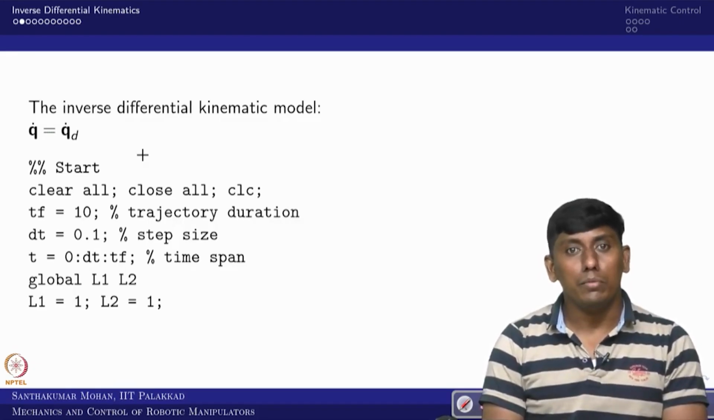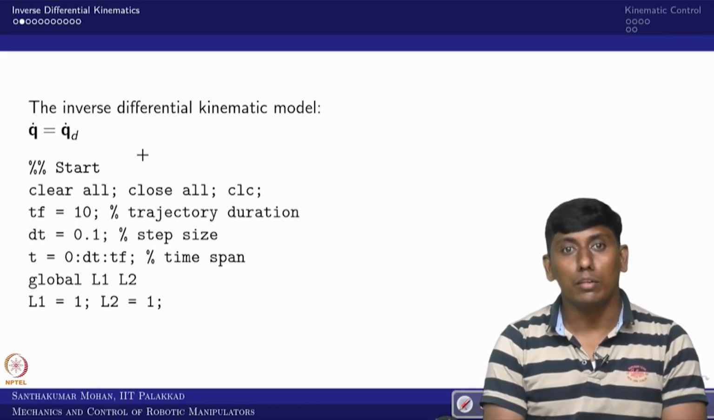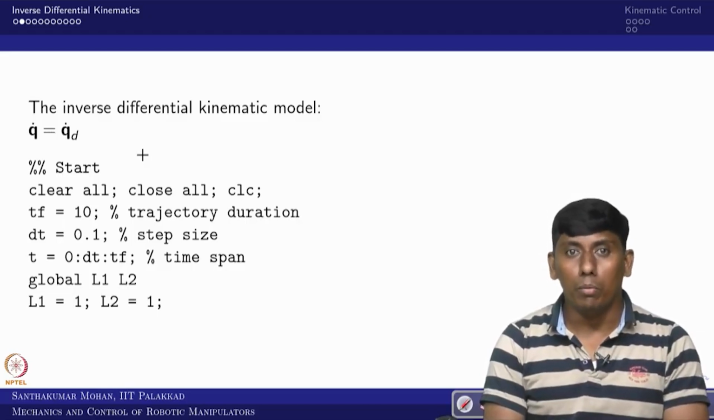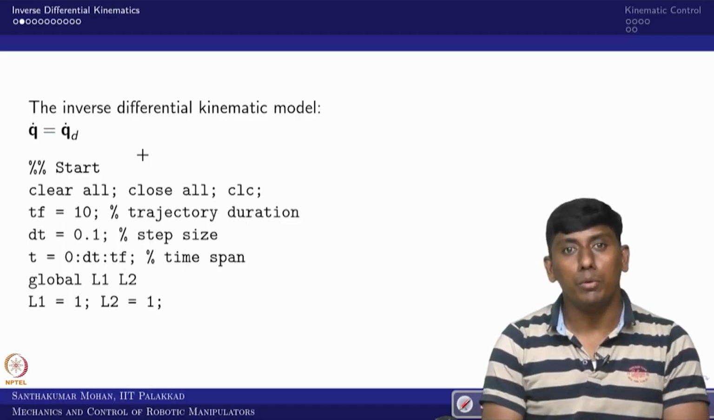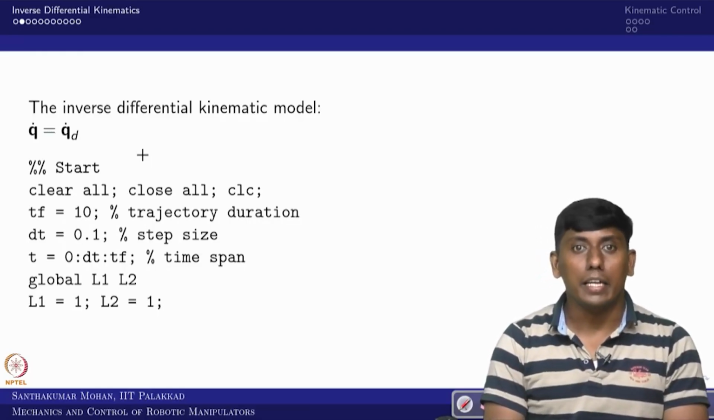Here I am doing only one addition because I am going to create a subfunction. In fact, last class itself I told we can use a subfunction. Anyhow, I thought of introducing it in this kinematic control itself. We are talking about global L1 and L2, where link lengths L1 and L2 I would be using in subfunctions also. That's why we are taking it that way.